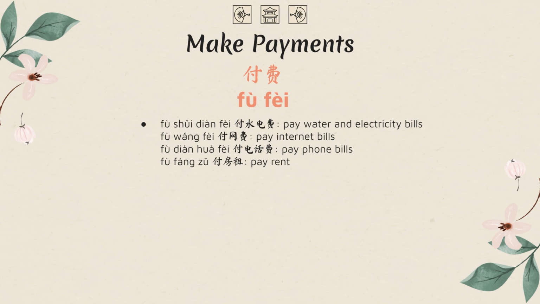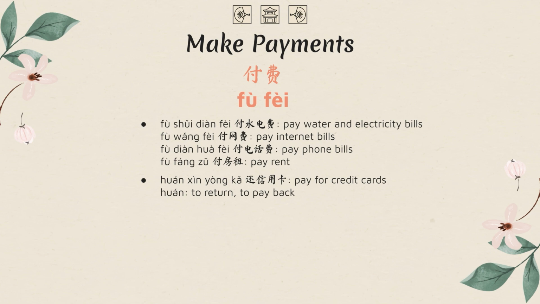And then to pay for your internet, 付网费. 网 is internet, as we've seen before. And then to pay your phone bills, 付电话费. 电话 is telephone. And another big one is to pay your rent. 付房租. 房 means house. 租 means to rent. So house rent. 付房租.